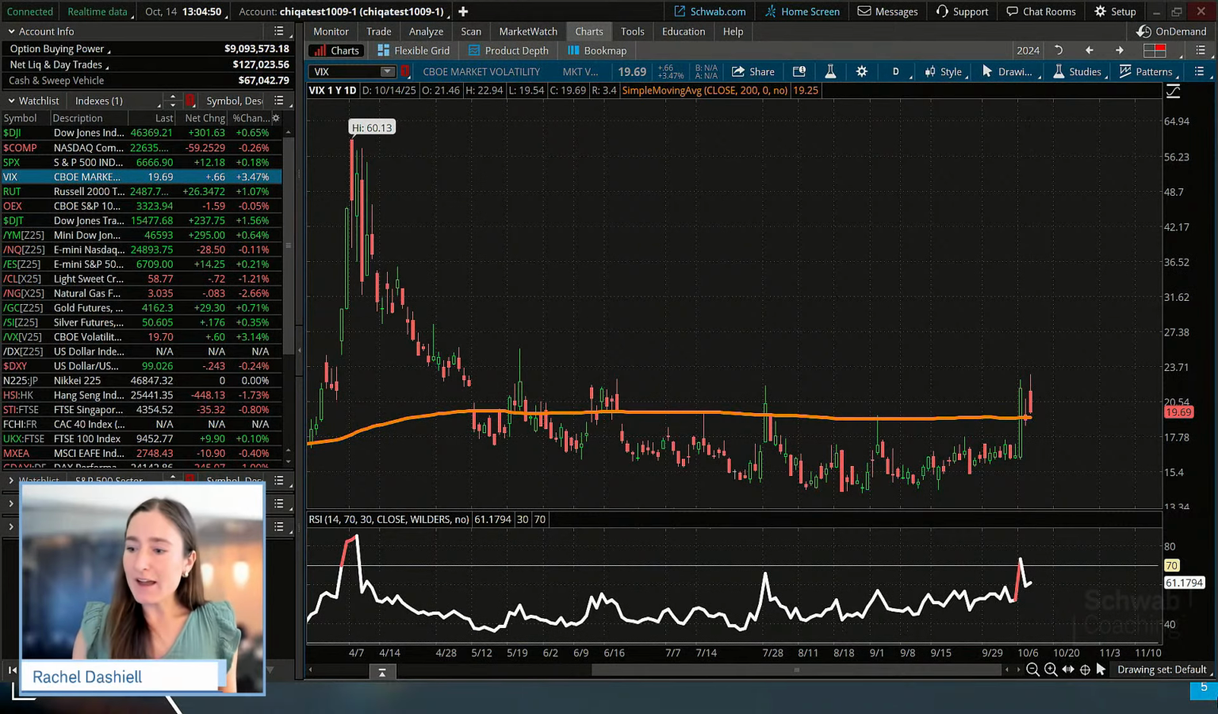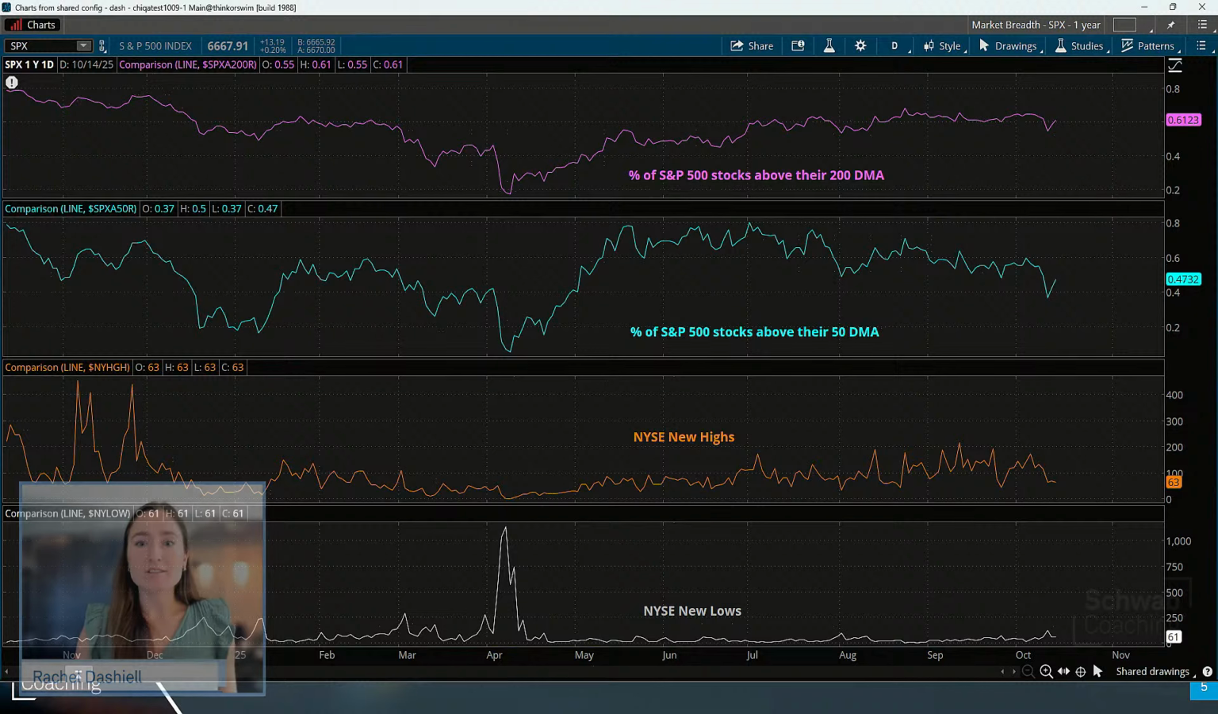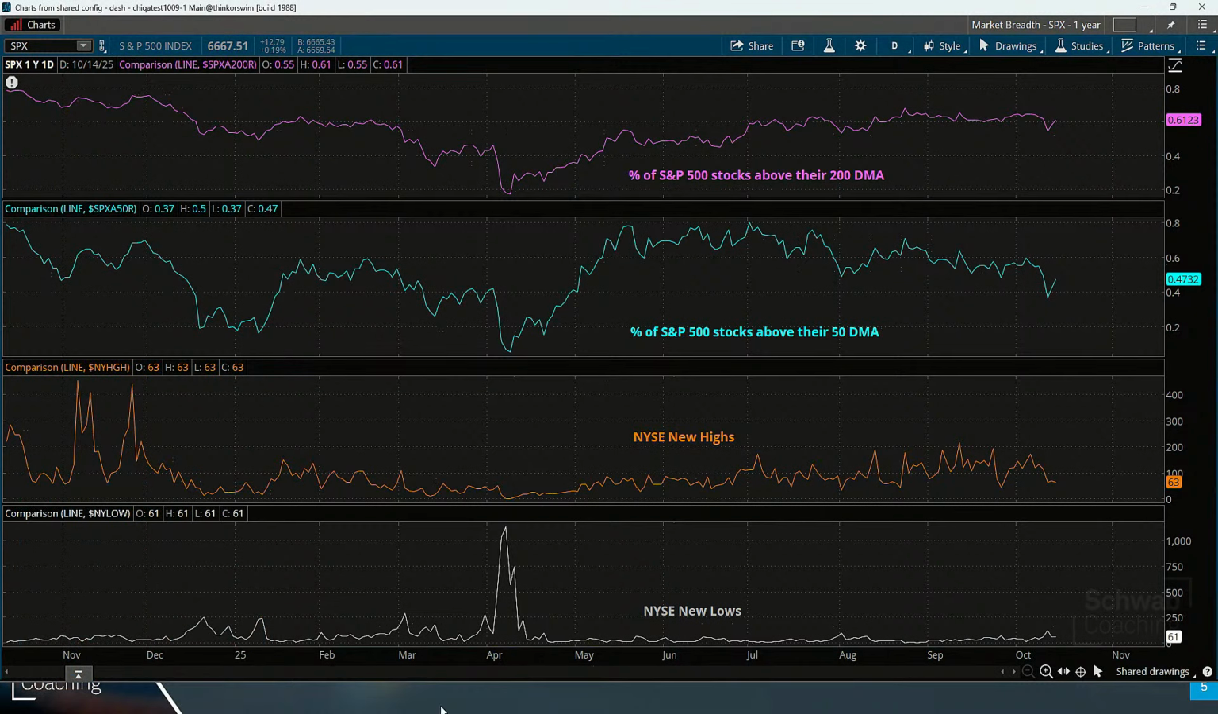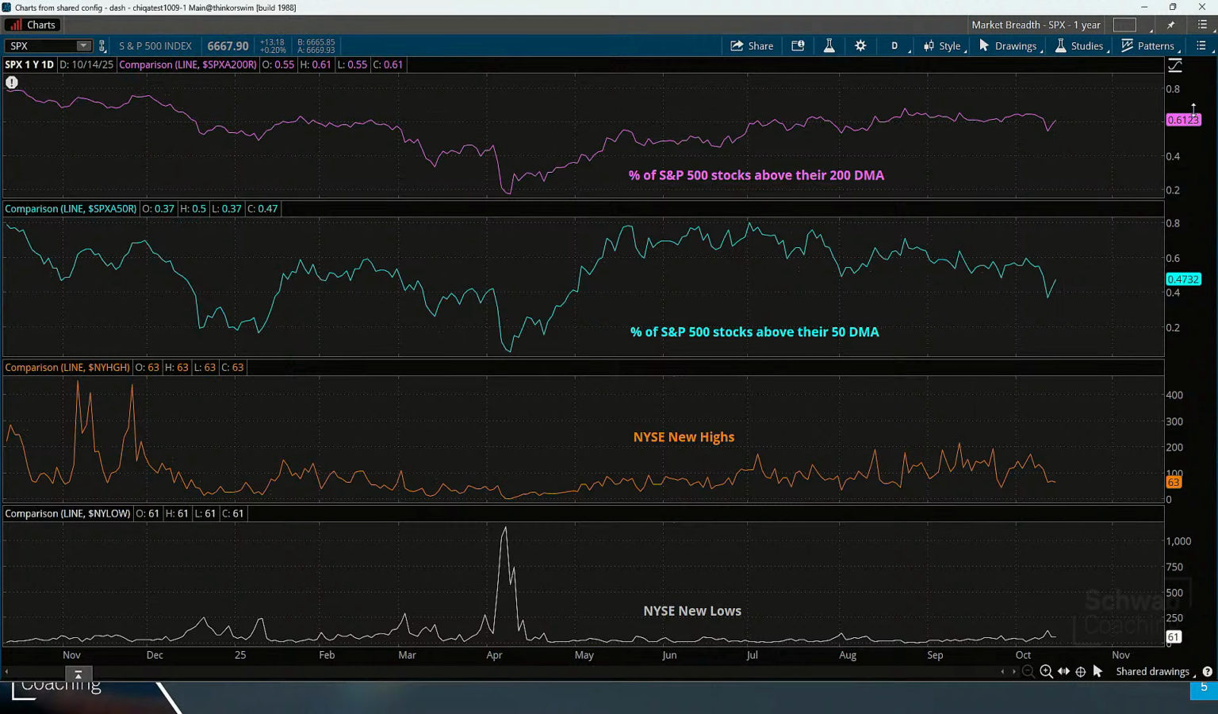And then lastly, when looking at the markets, I wanted to take a deeper look at market breadth. Here we have one chart that shows 4 different things. In the first quartile, we're seeing the percentage of stocks above their 200-day moving average. It still remains bullish in the long term because the majority of stocks are above their 200-day, about 61%.